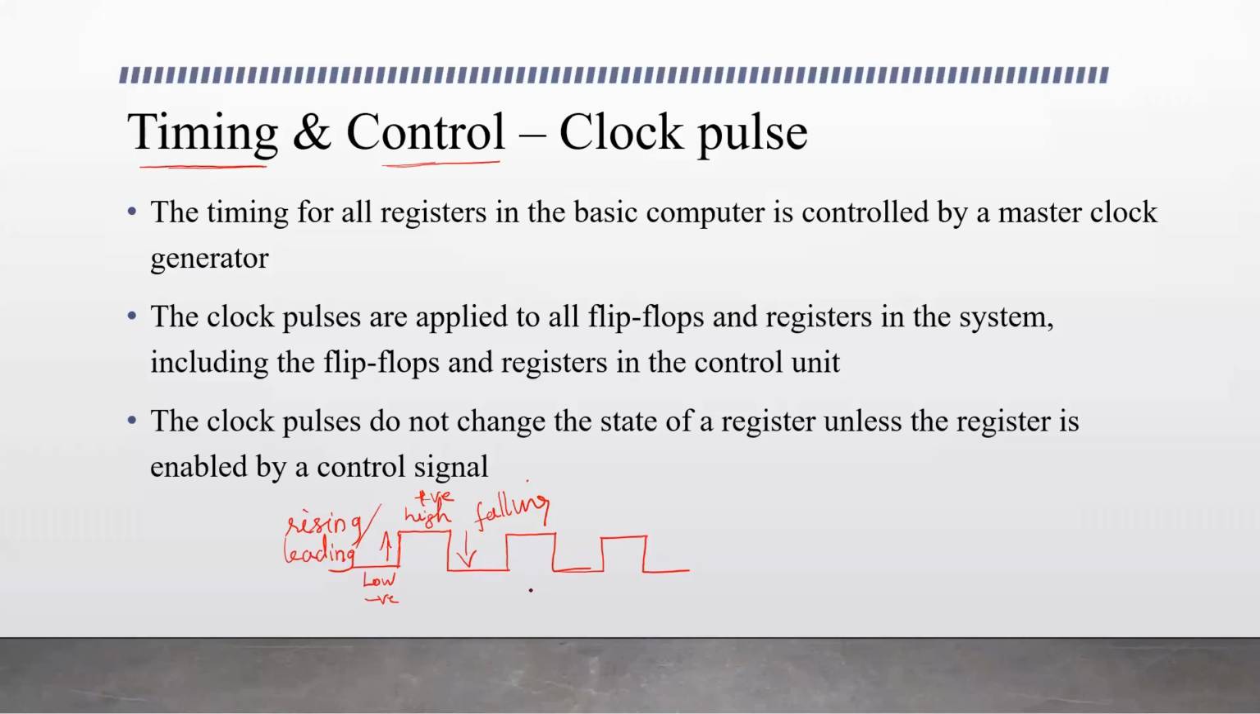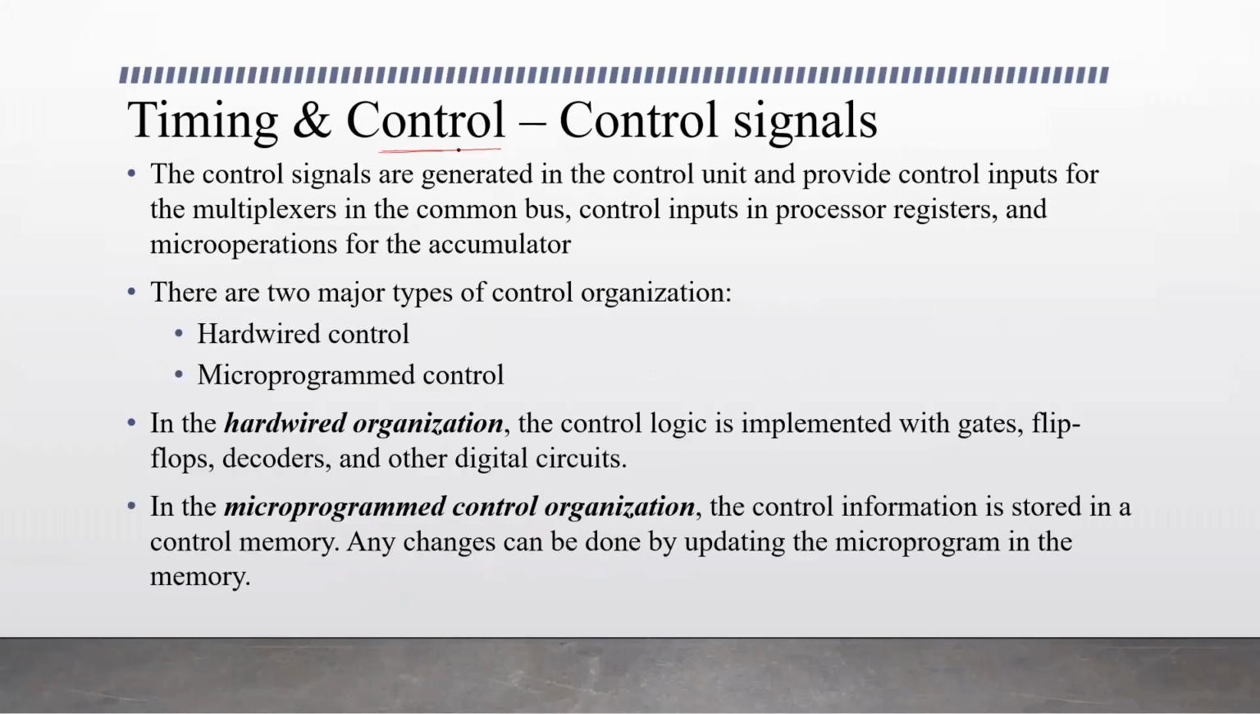But the clock pulse alone does not change the state of the operation. The control input also has to be enabled by the control signal. Timing is decided by the clock signal and the control input. Control signals are generated in the control unit, and it provides control inputs for the multiplexers in the common bus, control inputs in processor registers, and micro operations for the accumulator.